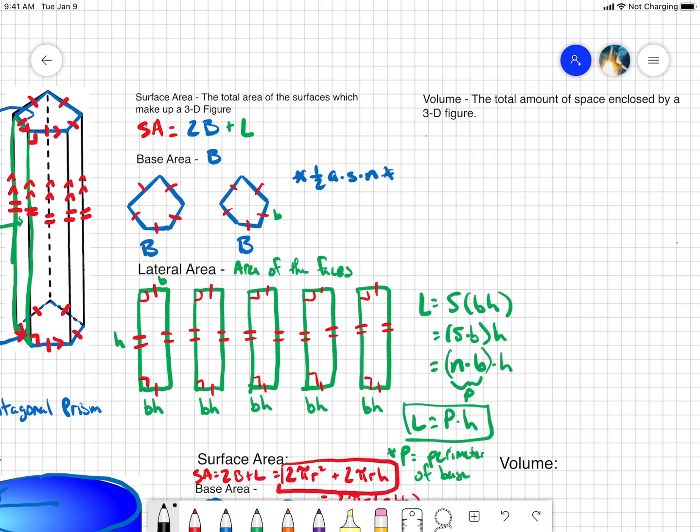So what we're talking about today is volume. And volume is that same idea of how much water, or how much liquid, can this thing hold? So again, surface area is how much metal it would take to make this. Volume is how much liquid would go into this.